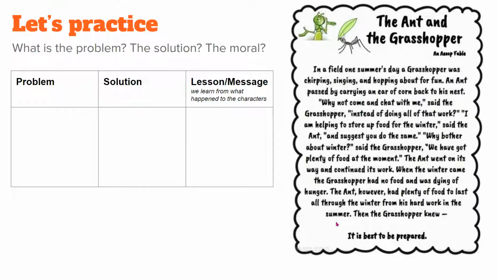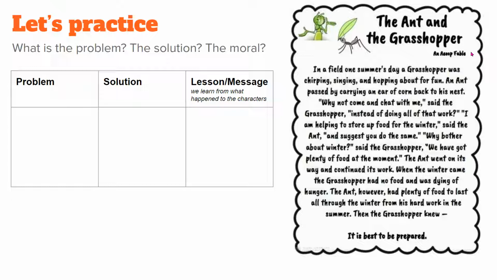So let's practice. Read the story in The Ant and the Grasshopper. I will also read it out loud. Then, pause for a moment and think, what is the problem, the solution, and the moral? Then, we will look at this graphic organizer, and you will tell yourself the problem, the solution, and the lesson and message.